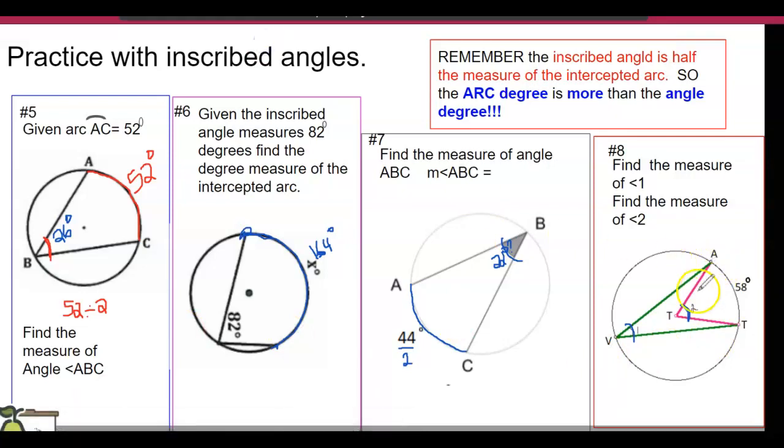Okay, good. You should have got that this angle here, angle ATM, oh, let me put an M right here, is 58 degrees because angle ATM is a central angle. It's the same as the arc measure. And angle AVM is half of 58. So angle AVM is half of the intercepted arc, which is 58. So half of 58 is 29 degrees. So good.